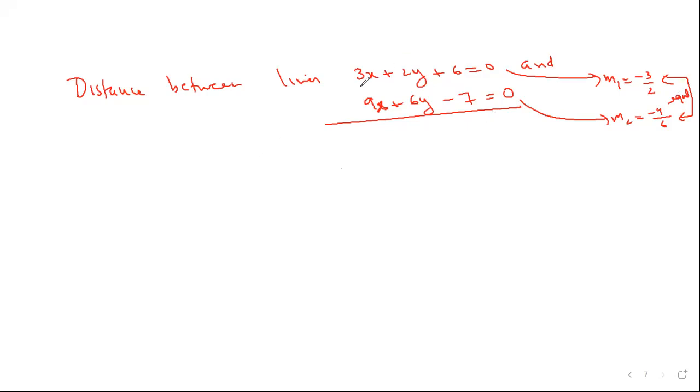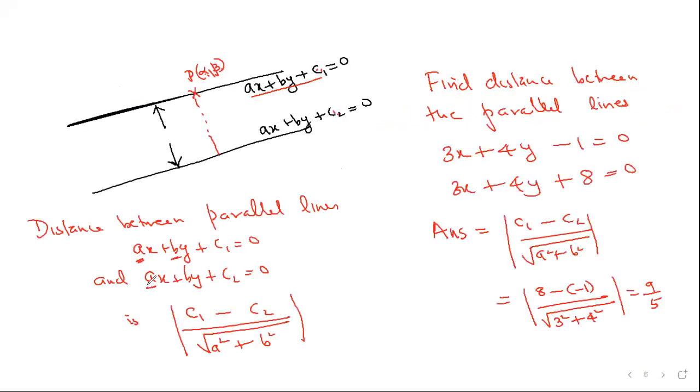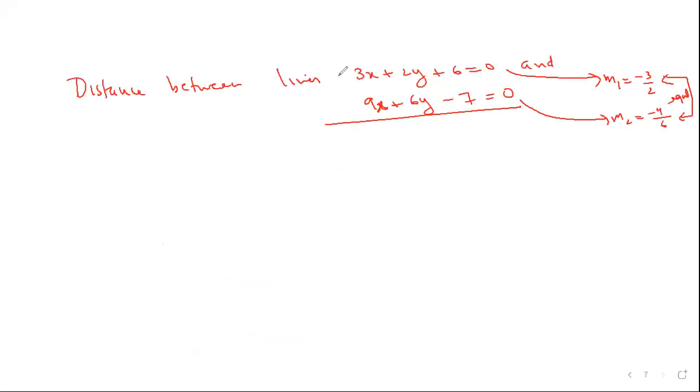The slopes are equal. But if you want to apply the previous formula, both of them should have the same a and b. So we have to make them the same. Either multiply equation 1 by 3 or divide the second equation by 3. Anything is your option. Equation 1 multiplied by 3 gives 9x plus 6y plus 18 equal to 0. Equation 2 is 9x plus 6y minus 7 equal to 0.